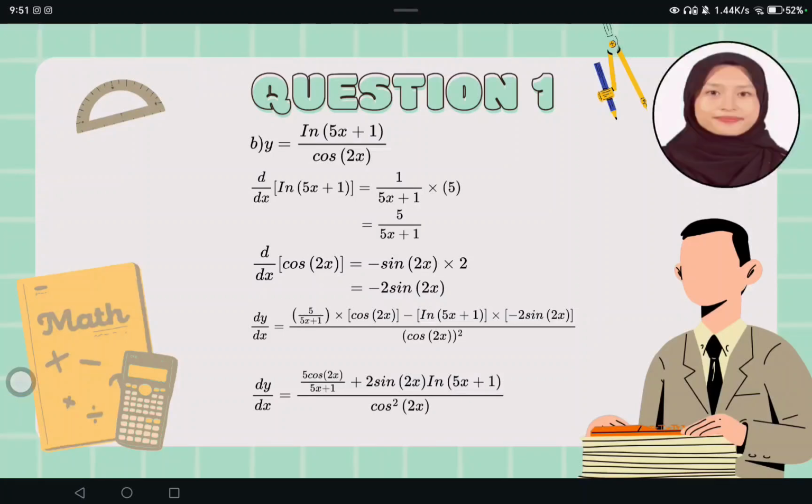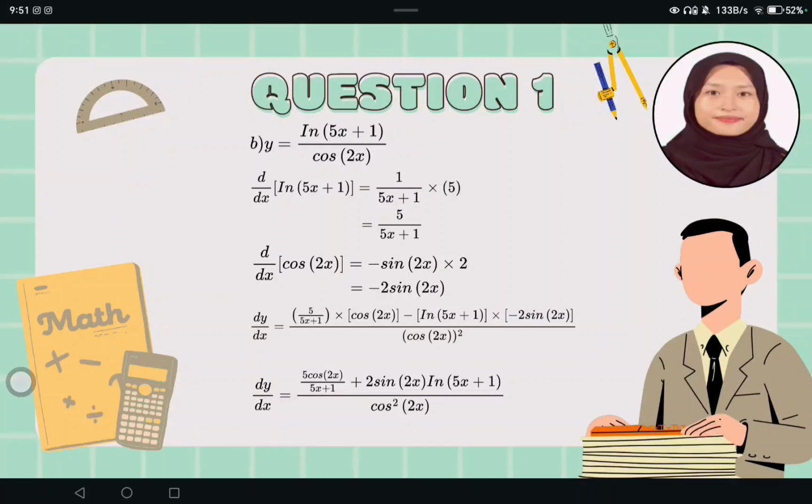Question 1b, y equals natural logarithm of 5x plus 1 over cosine of 2x. Here we have a fraction, so we will use the quotient rule. First, the numerator is natural logarithm of 5x plus 1. To differentiate it, the derivative is 5 over 5x plus 1. Next, the denominator is cosine of 2x. The derivative of the denominator is negative 2 sine 2x.